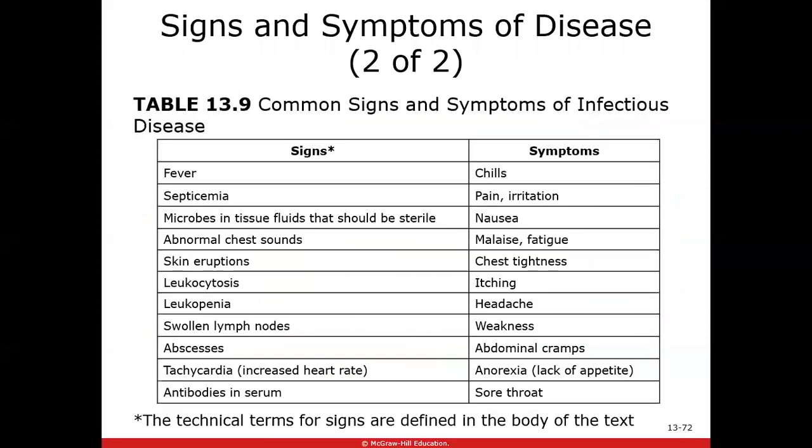So here are some of the common signs and symptoms of infectious disease. A sign: someone can take your temperature and you have a fever. Your symptom is, I feel cold. So you get chills. So you see the different things that are signs and symptoms. Signs are things that we can monitor and see. Symptoms are things that you feel.